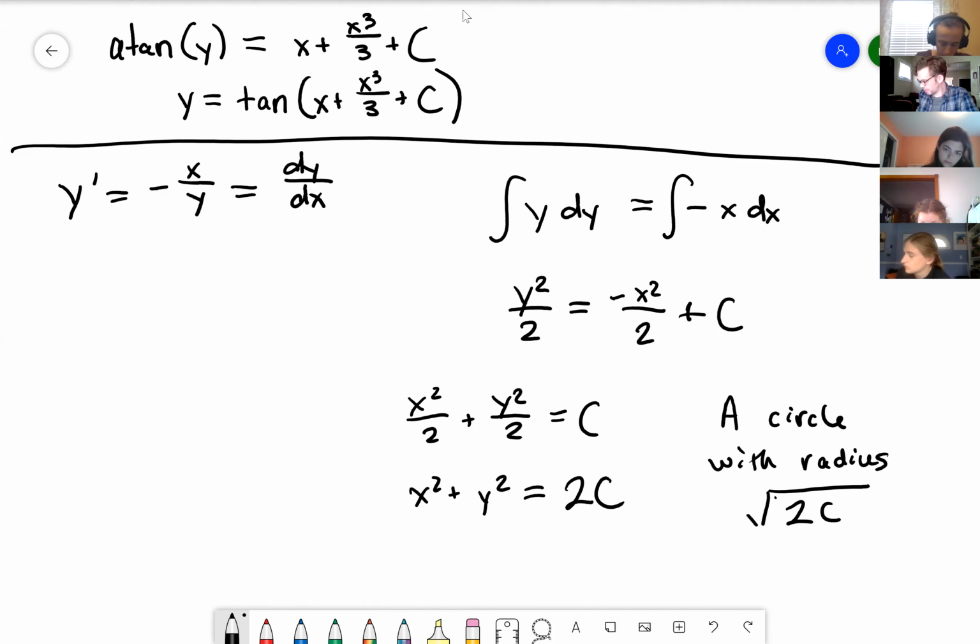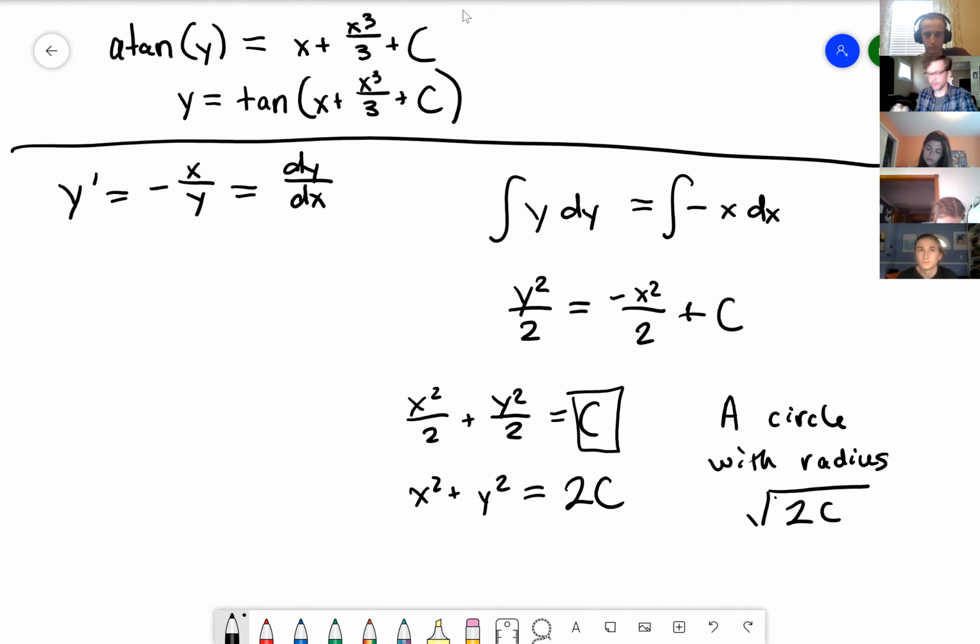Now, one thing to notice is that for negative values of c, we don't get a real valued solution for our function. We could possibly get a complex valued solution, but we're not talking about that at this point. So if we solve for y in this, well, we get our semicircles. So either the top half of a circle, the positive square root, or the negative square root.